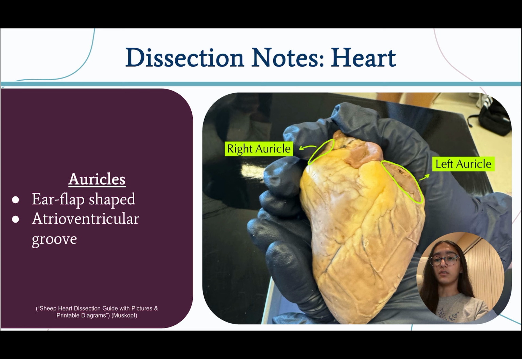Another feature of the heart is the auricles, and auricles mean ear flap shape. They're seen on both sides, the right and the left side, and there's a right auricle and a left auricle. And technically it's the atrioventricular groove, which is responsible for separating the ventricles and the atriums.